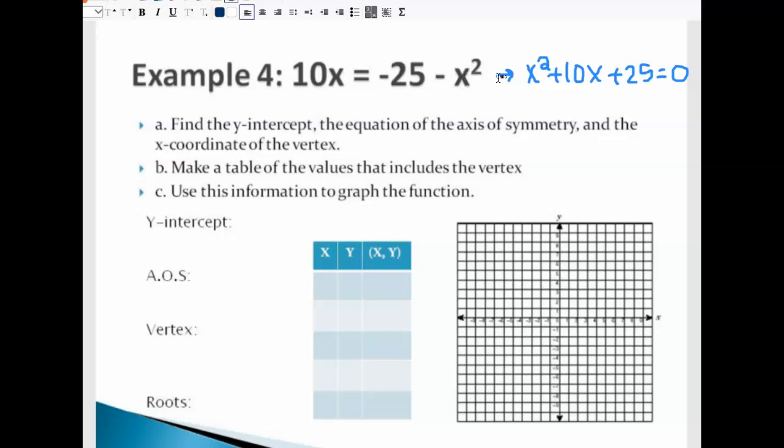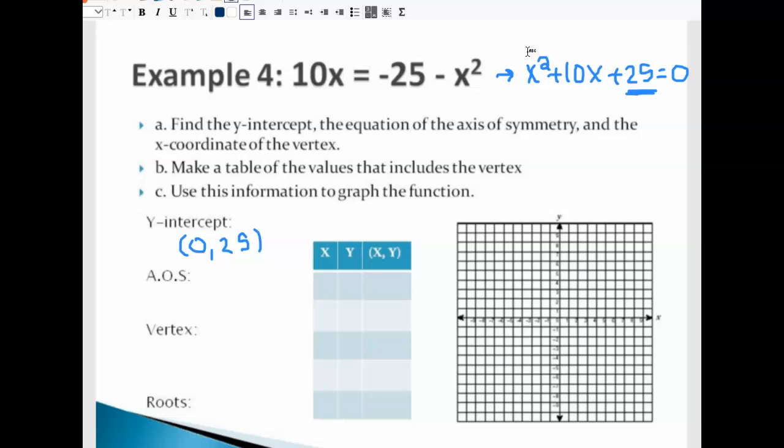I moved the x squared and the 25 to make my x squared value positive. You could have moved it the other direction, but it would show you a pulling out of a negative anyways. So I simply moved it to the left to make it positive. It says find the y-intercept. The y-intercept is the c value in standard form. So my y-intercept is (0, 25).